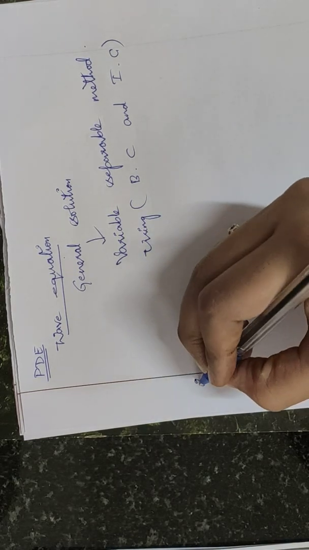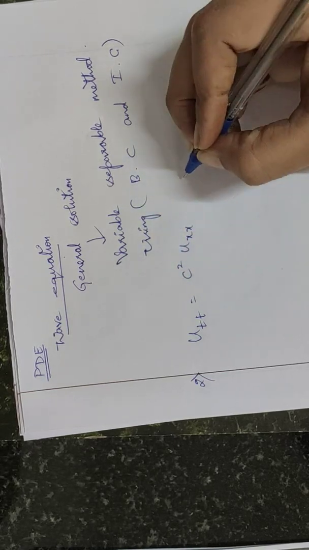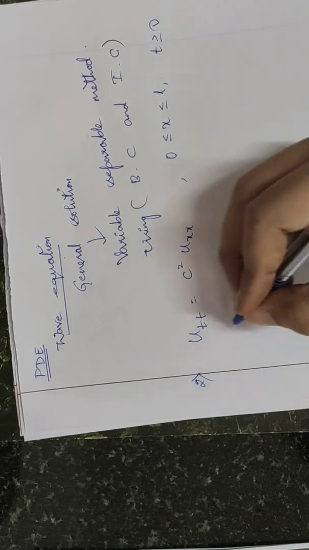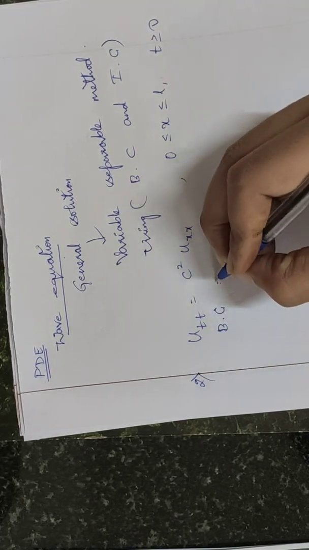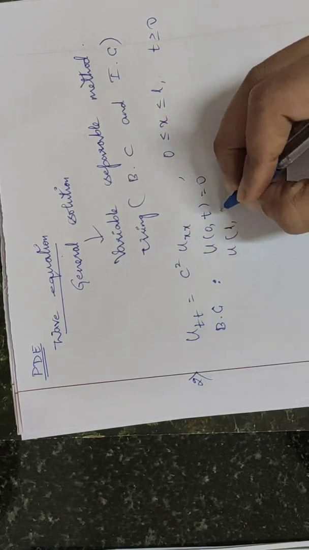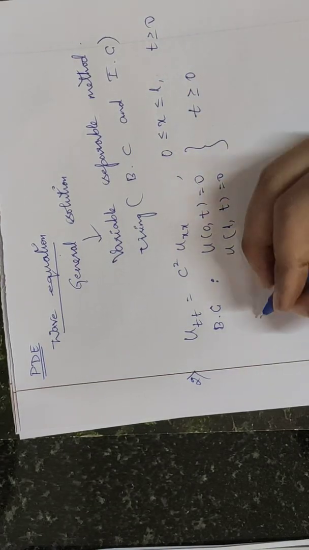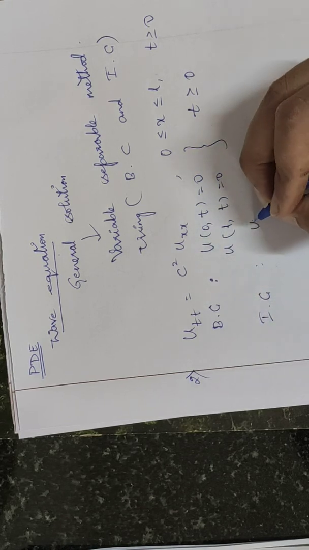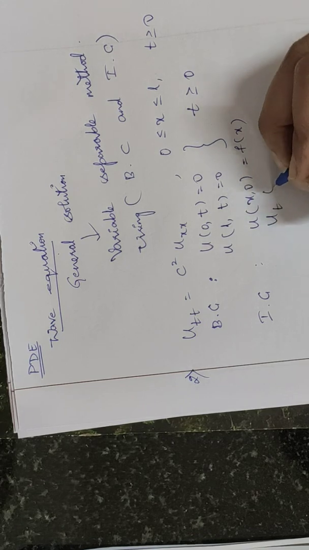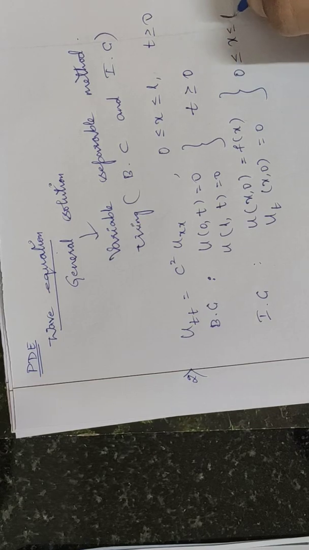The second problem is utt is equal to c square uxx, 0 less than or equal to x less than or equal to l, t is greater than or equal to 0. Here the boundary conditions are u of 0 comma t is equal to 0, u of l comma t is equal to 0, for t greater than or equal to 0, and the initial conditions are u of x comma 0 is equal to f of x, ut of x comma 0 is equal to 0, where x is between 0 and l.